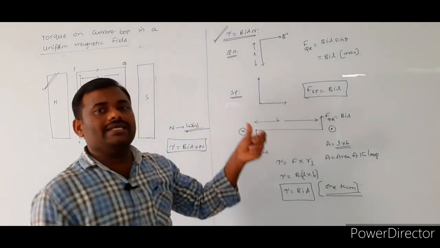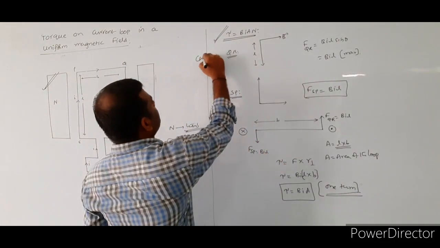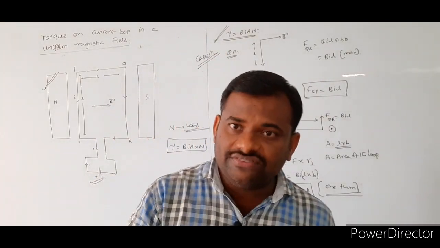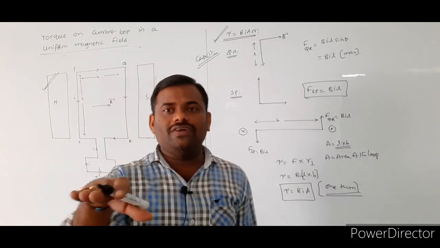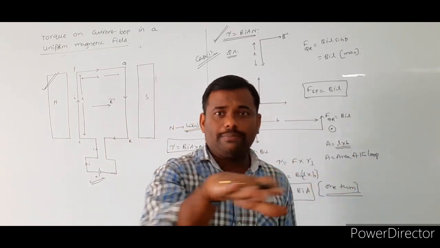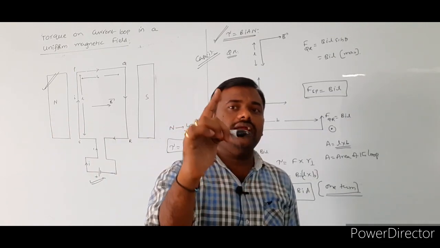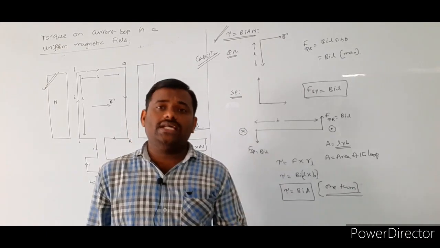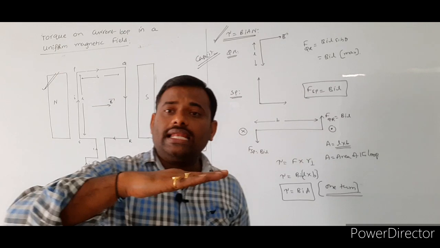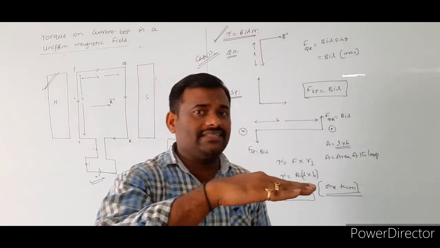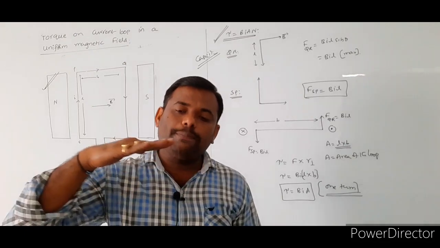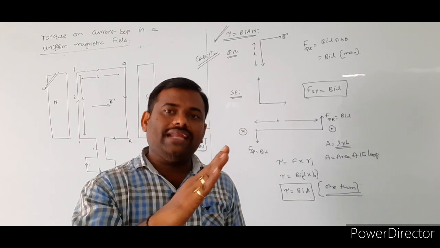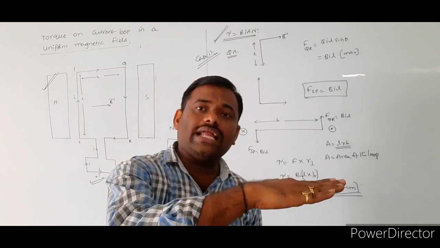So in this case, what we assumed is case 1. In case 1, we initially assumed the plane of the loop will be in the direction of the magnetic field. Now we will discuss case 2. In case 2, we assume that the plane of the loop is not in the direction of the magnetic field. So the plane will be making a certain angle with respect to the direction of the magnetic field.